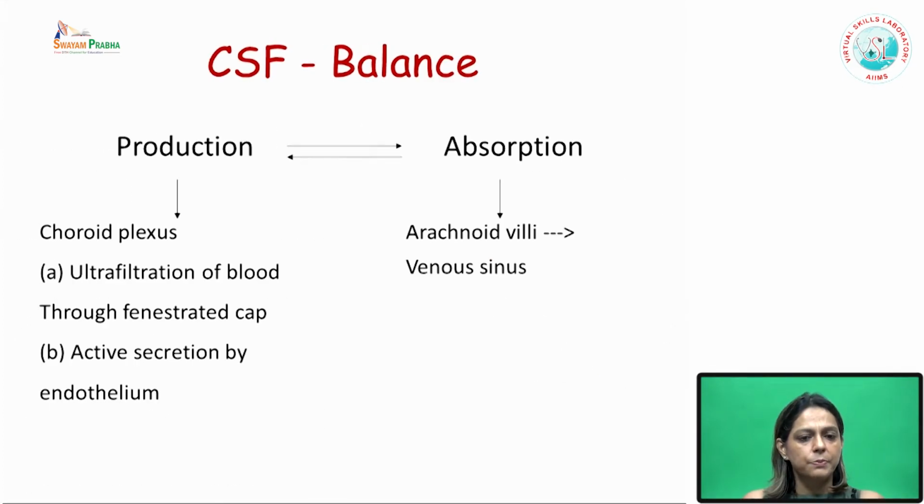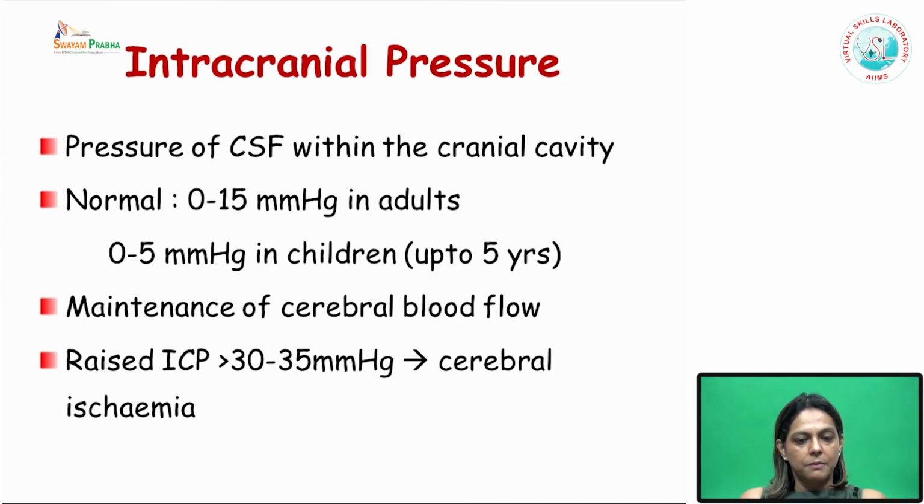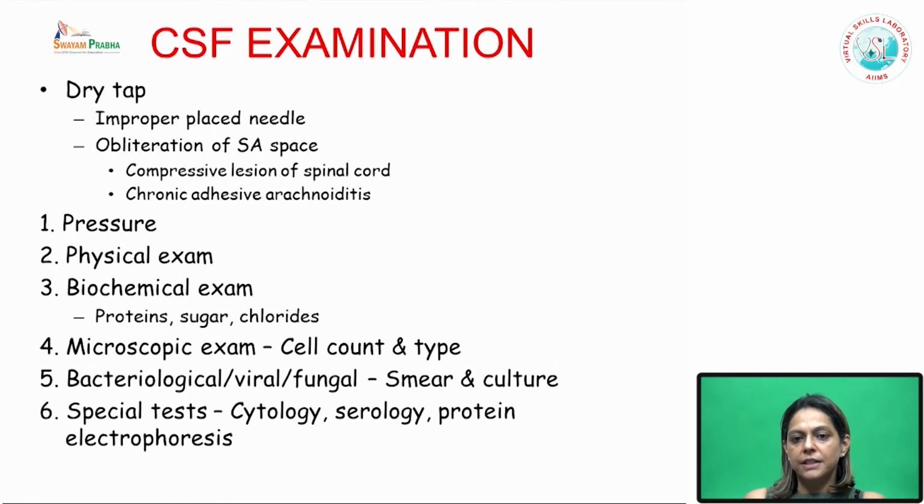CSF is mostly produced by the choroid plexus, and it is absorbed by the arachnoid villi, and ultimately it goes on to the venous sinuses and is reabsorbed in the body. Normal pressure of the CSF is about 0 to 15 millimeters of mercury in adults and 0 to 5 in children. There are conditions which can lead to raised intracranial pressure, where the pressure can go up to 30 to 35 or even more, and it can lead to damage to the brain in the form of ischemia.